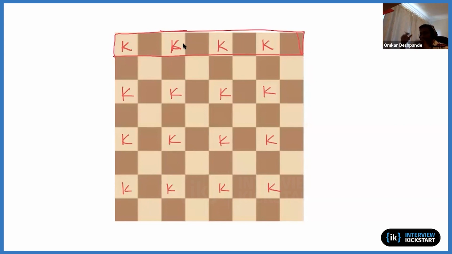Now the question is, this greedy approach, is it leading to an optimal solution? And the answer in this case happens to be a yes. This is 16, which is the number of kings we've placed here, is the maximum number of kings you can place on a chessboard such that they don't attack each other.